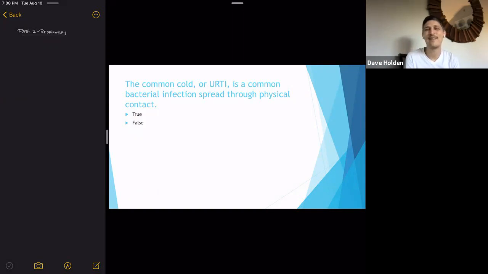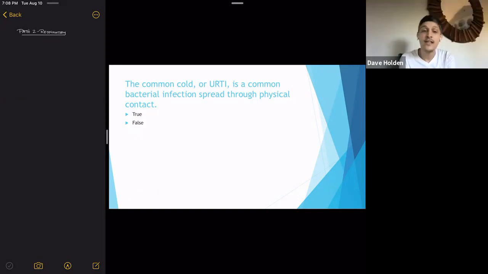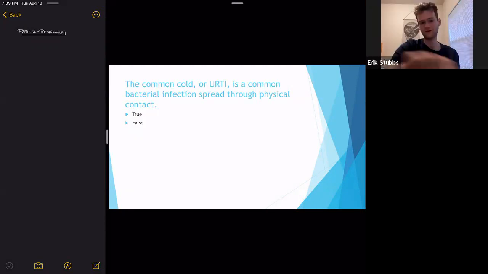I see you, Bree. Brianna's like, yep, trick question. It's not a trick question, you guys. You need to know which of these are viral and which of these are bacterial. That is part of my point here. The common cold, influenza, those are viruses. The trick is paying attention to the wording.